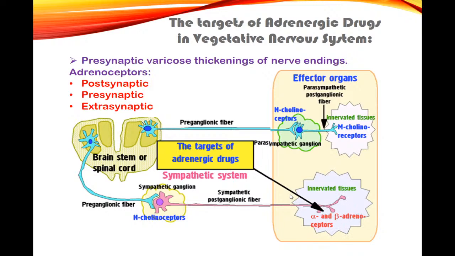So adrenergic drugs act where organs are innervated by sympathetic nerves, in synapses between postganglionic sympathetic nerve and cells of effectory organs and tissues. Exactly here.